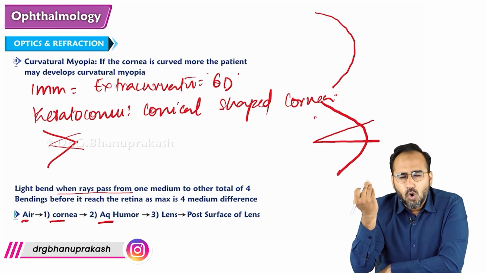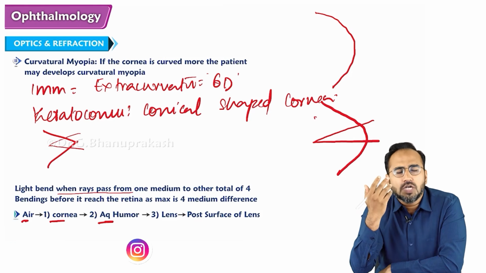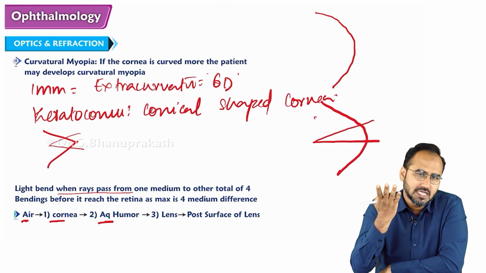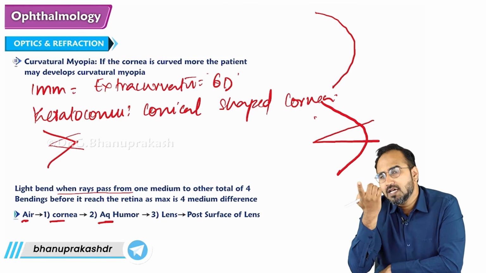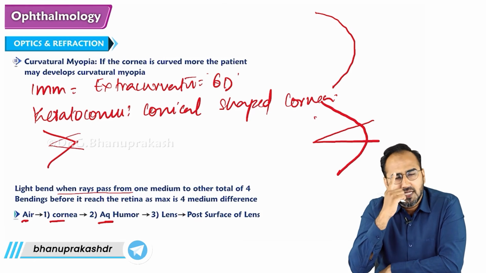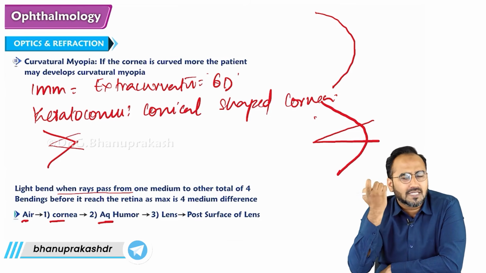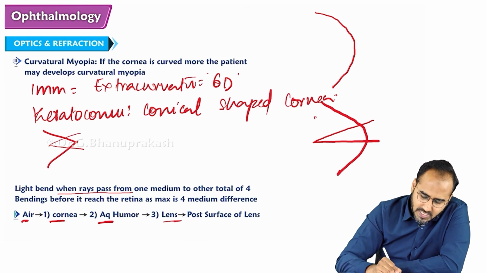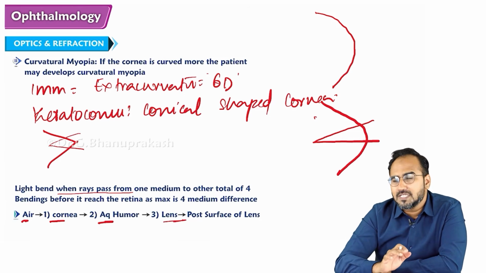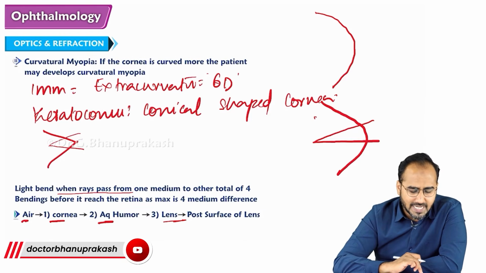Light rays before focusing on the retina, you will see altogether 4 bendings. The light rays will bend and then it will focus on the retina. First, it will bend in the air. Second, in the cornea. Third, in the aqueous humor. And fourth, at the posterior surface of the lens. There are 4 mediums at which the light rays will bend and will reach the retina.